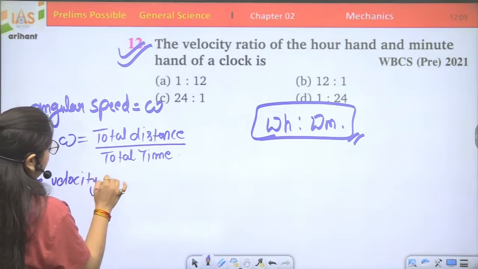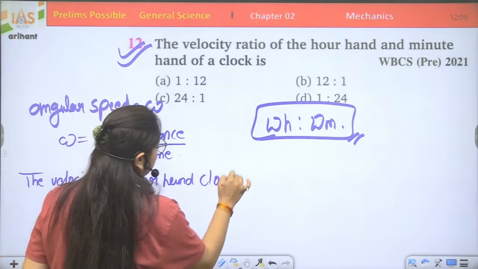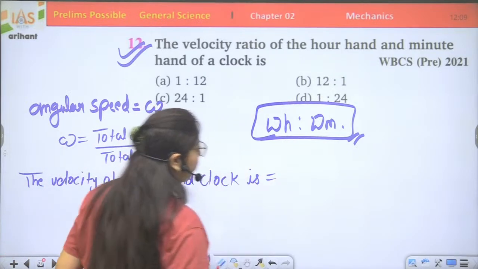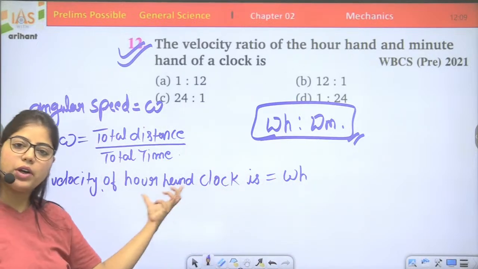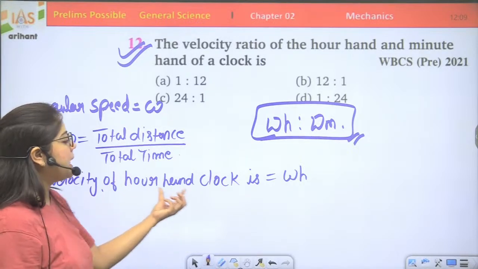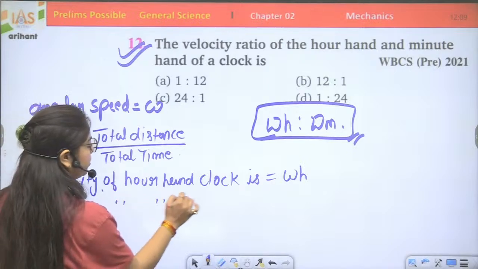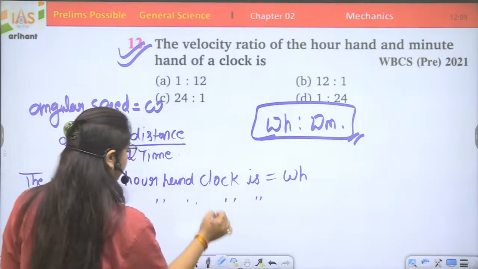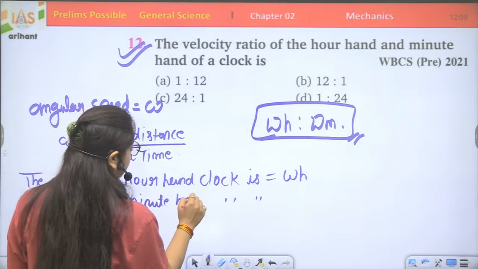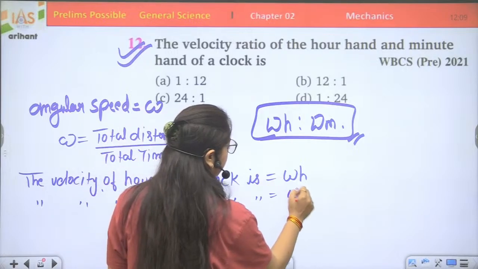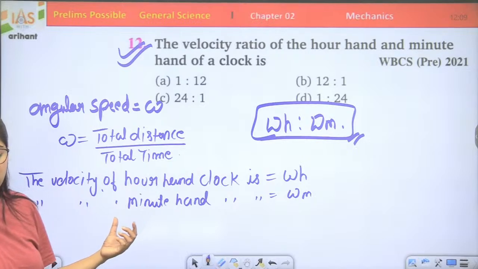Now let's take the velocity of the hour hand of the clock, which we denote as WH, and the velocity of the minute hand of the clock is WM. Now we are going to put the values in the given formulas.